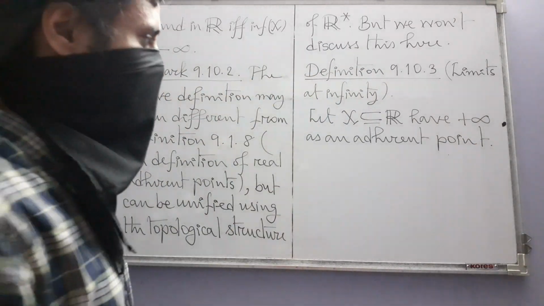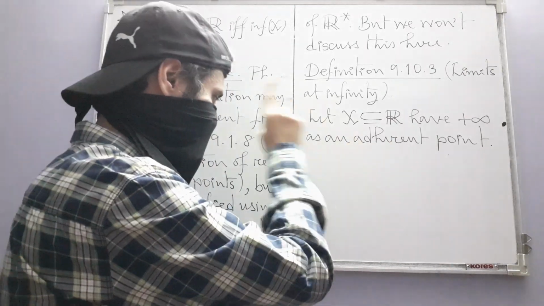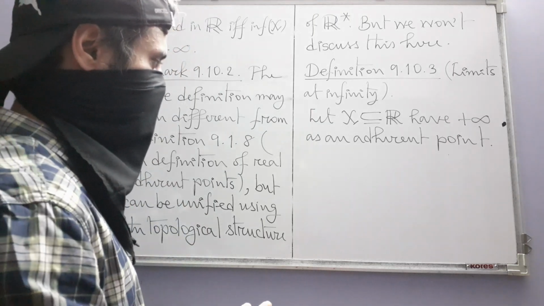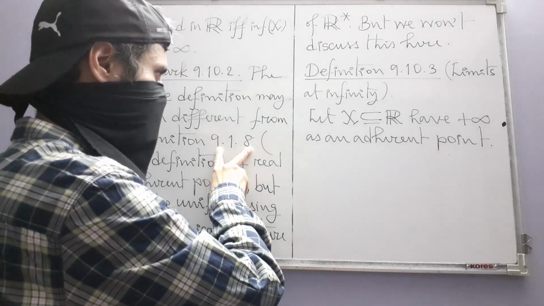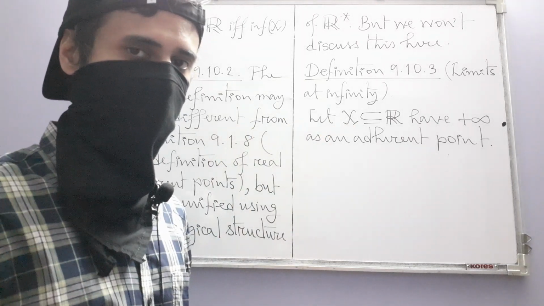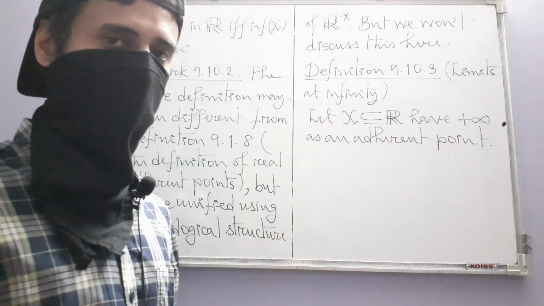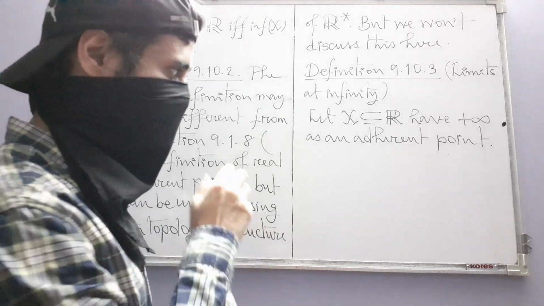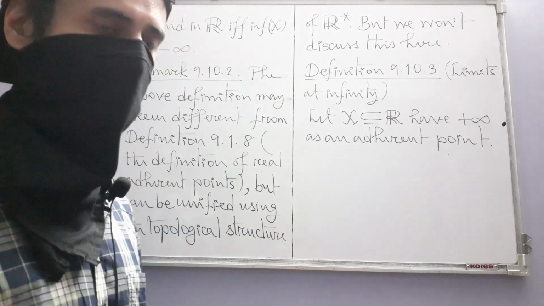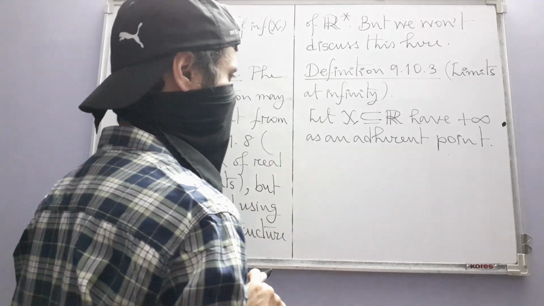But before I write something else, let me also draw your attention to another thing. Had these two definitions been entirely unrelated and different, say the old definition of adherent point and this new one have no relation at all between them, then there is no reason for calling these new points adherent points, right? And that is why, because there is an underlying relation, we are calling them also adherent points. Okay, so now X has plus infinity as an adherent point.